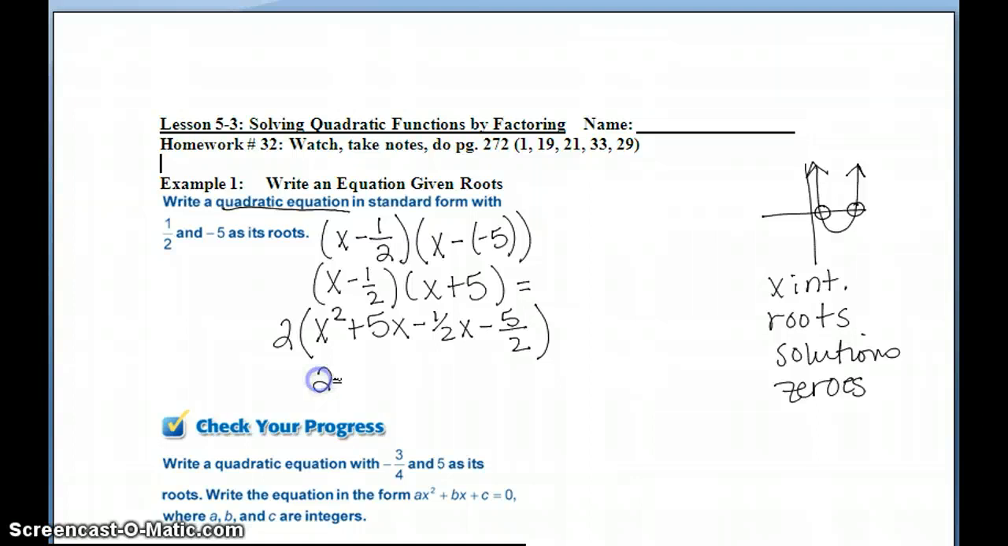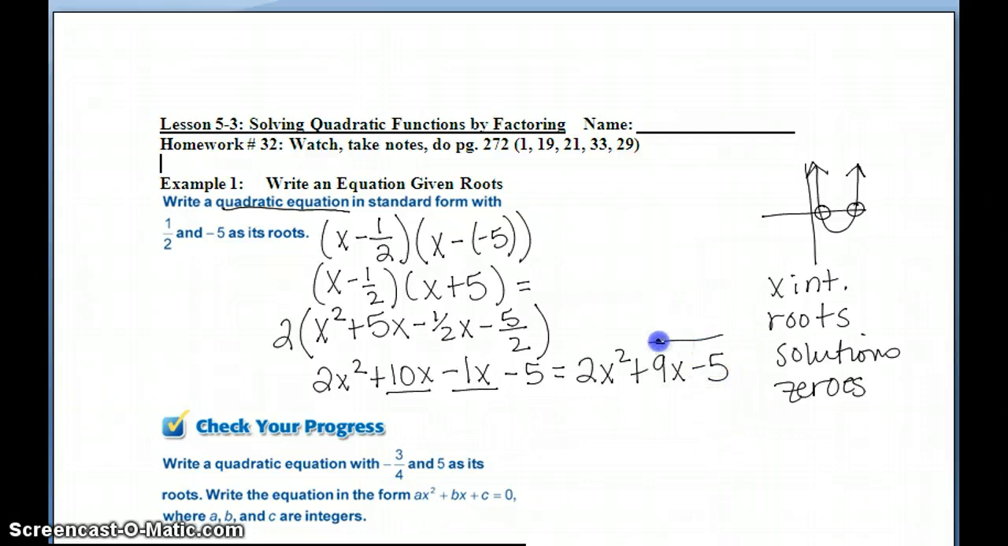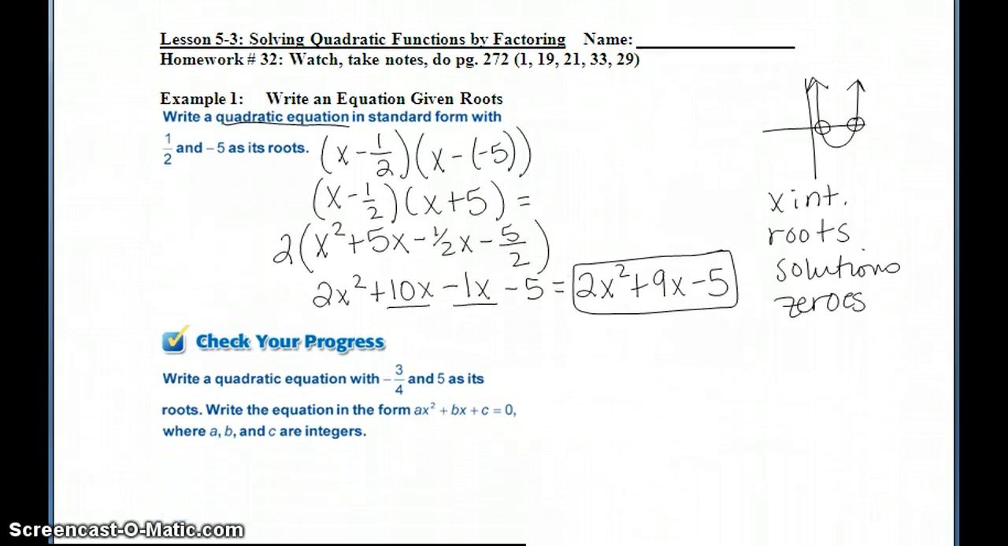2 times x squared is 2x squared. 2 times 5x is plus 10x. 2 times 1/2 is 1. And 2 times -5 halves is -5. Now this is easy to simplify because I can see these are like terms, and so I'm going to have 2x squared plus 9x minus 5, and that is my quadratic equation. So you can get from the roots to the quadratic equation.